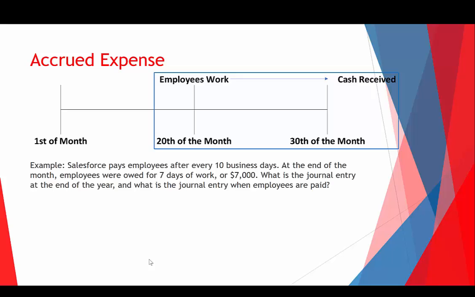In this example, Salesforce pays the employees every 10 business days or 2 weeks. At the end of the month, employees were owed for 7 days of work or $7,000. Payday wouldn't be until day 10, so you still have 3 more days they need to work before you pay them, but they have done the first 7 days. So what's the journal entry at the end of the period, and what's the journal entry when employees are paid?